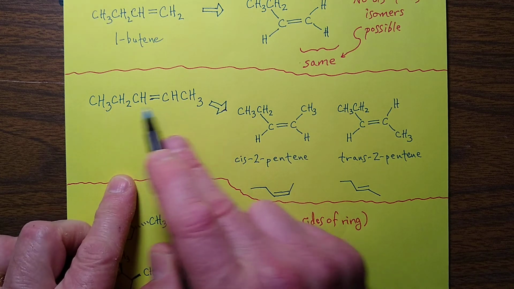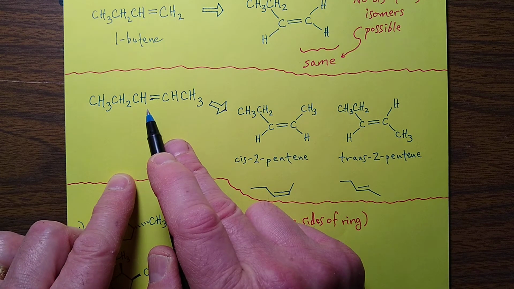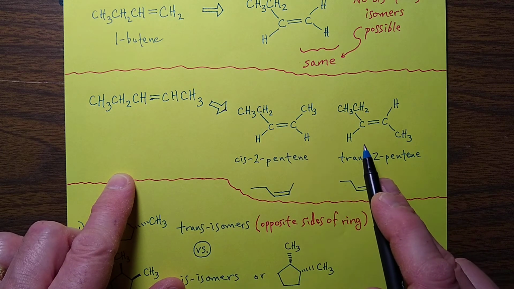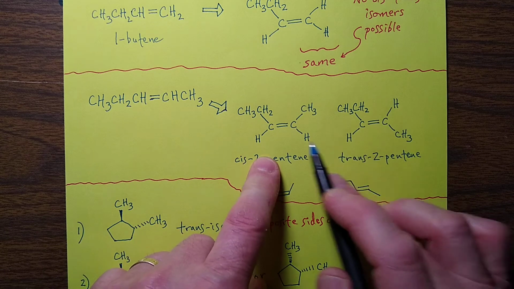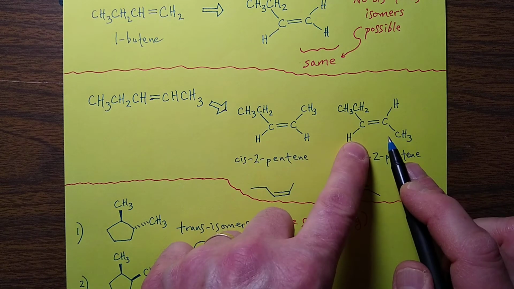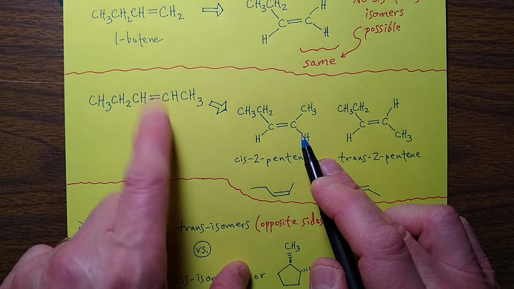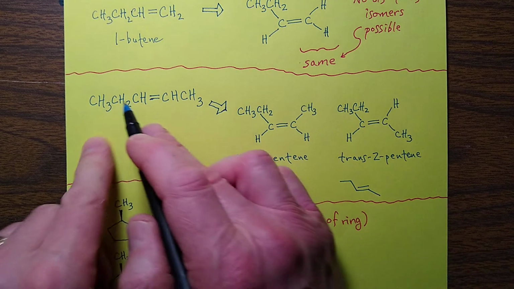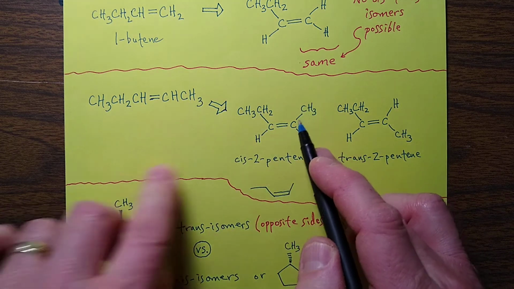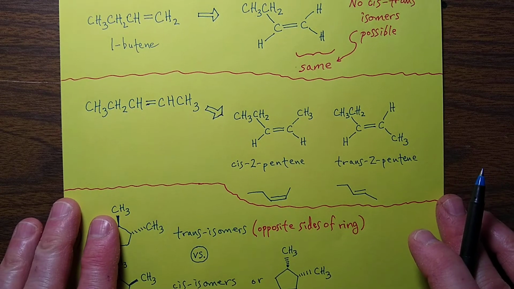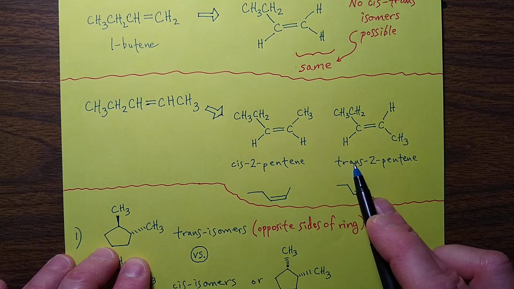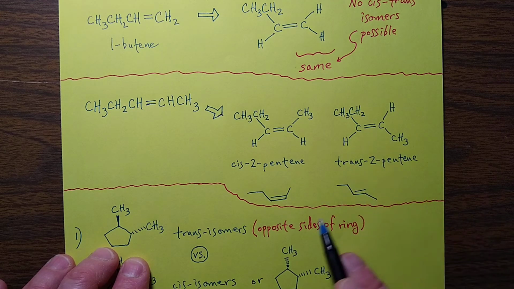That's why reading these condensed formulas can be a little confusing, and it's going to take you some practice to go from here to here, but you can do it. But if you draw it like this, then why not just draw it like this? Because this structure here doesn't tell you if this group here and this group here are on the same side or opposite side. So either case is possible. If they're on the same side, again, it's the cis isomer. If they're on opposite sides, trans.